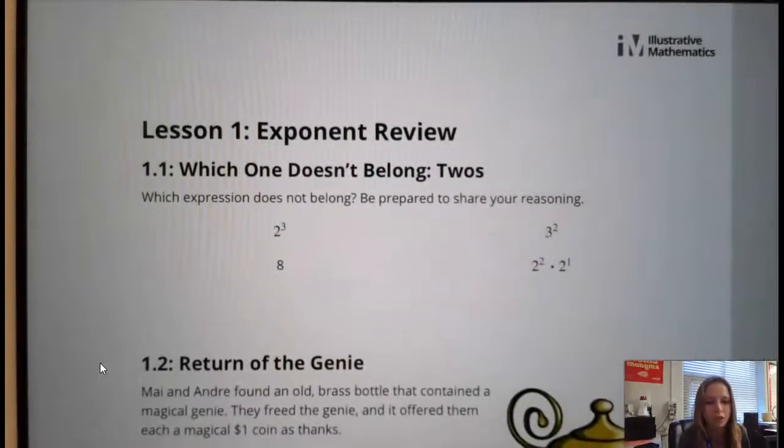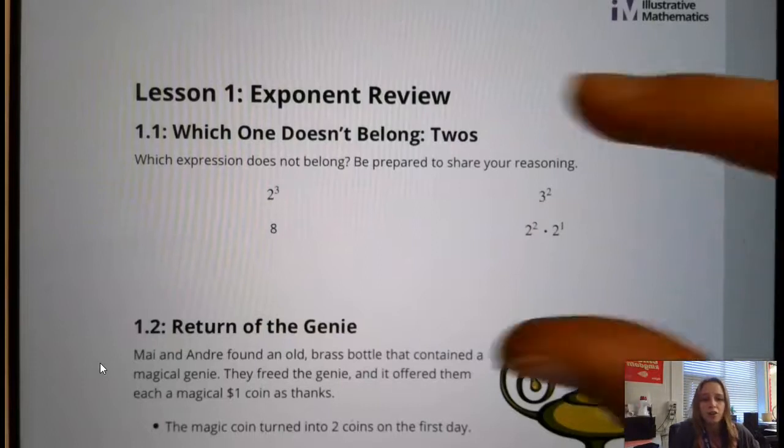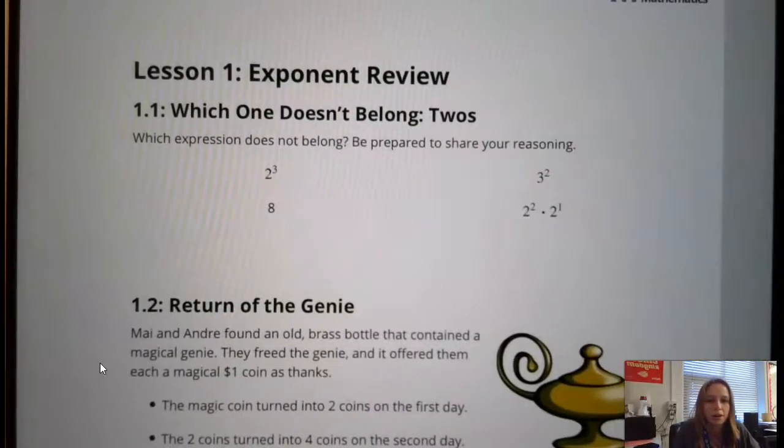Alright, so last unit, just got a few more lessons to go, and then we're done with the school year. So we're almost there. So this last unit, what we'll be talking about is exponents. Alright, so we're going to do a little review starting off with this first lesson.